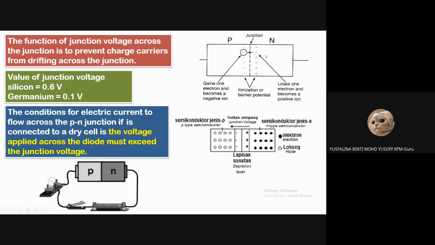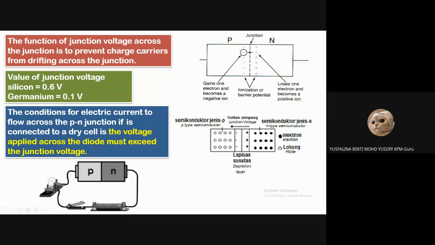So the function of the junction voltage across the junction is to prevent charge carriers from drifting across the junction. What is the function? What is the use of the junction voltage? It's actually to prevent the charge carriers from drifting across the junction.